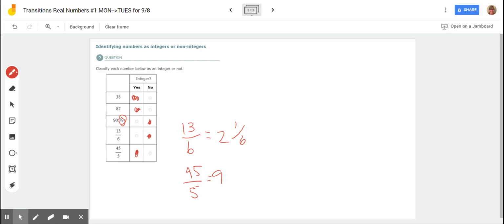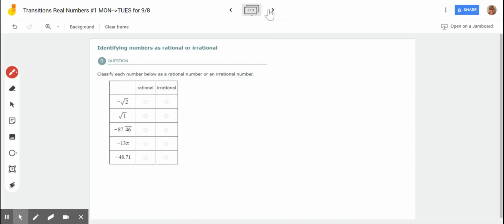All right, moving on. This one is rational or irrational. Remember, rational can be expressed as a fraction. Square root of 2 is irrational. So it doesn't matter if it's negative or not. If it's the square root of a non-perfect square, it's irrational. Square root of 1 is 1. That is rational.